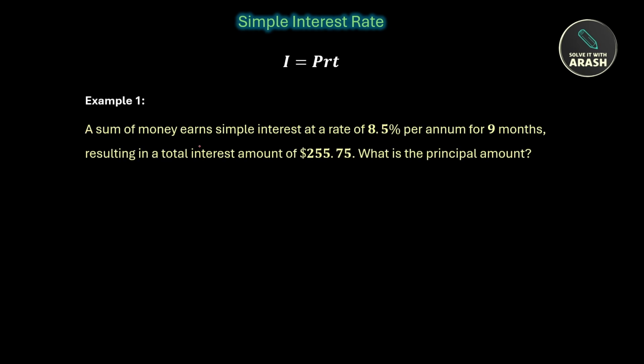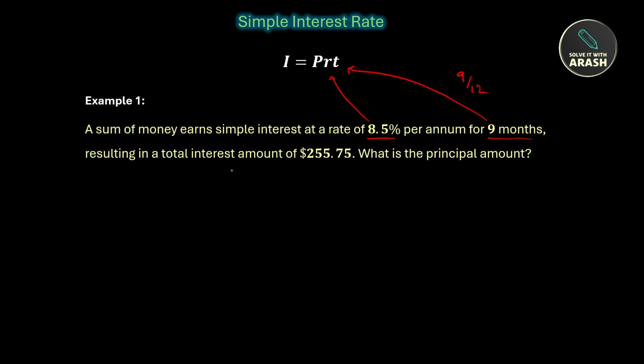A sum of money earns simple interest at a rate of 8.5% per annum for 9 months, resulting in a total interest amount of $255.75. What's the principal amount? If I compare these numbers with the formula, we can see that 8.5% is the interest rate. We just need to make sure to use it in decimals. And number of years, we should find it by using 9 months divided by 12.